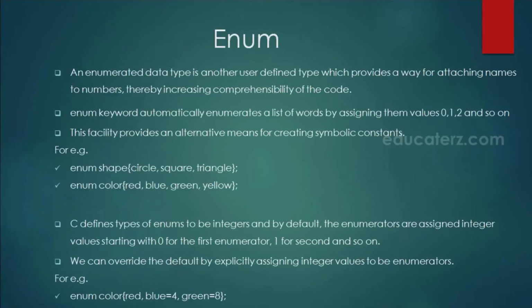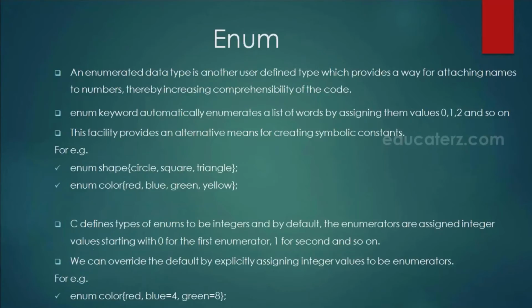Then we have enum. Now it is an enumerated data type. This is another user-defined data type which provides a way for attaching names to numbers, thereby increasing the comprehensibility of the code. Now the enum keyword automatically enumerates a list of words by assigning them values 0, 1, 2 and so on. This facility provides an alternative means for creating symbolic constants.